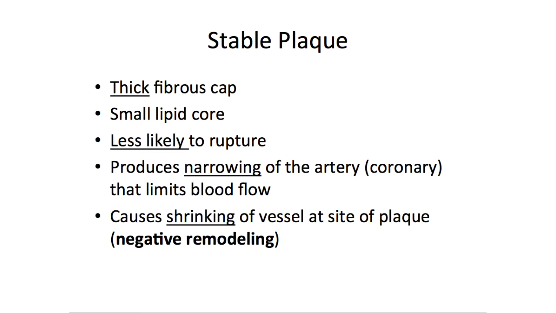There are 2 types of plaques. The first is a stable plaque. Stable plaques have a thick fibrous cap, a small lipid core, are less likely to rupture, and produce narrowing of the artery that limits blood flow. It also causes shrinking of the vessel at the site of the plaque, referred to as negative remodeling.